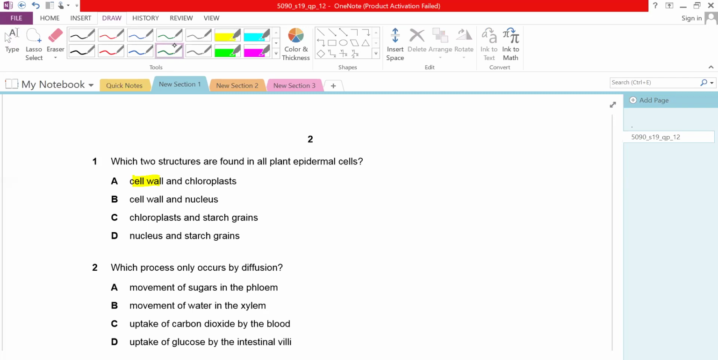So let's look at the first two options, A and B. One of them would be correct. The epidermal plant cell does not have chloroplast as it does not do the process of photosynthesis. So option B would be correct. Cell wall and nucleus. It only has cell wall and nucleus and cytoplasm. It does not contain chloroplast.